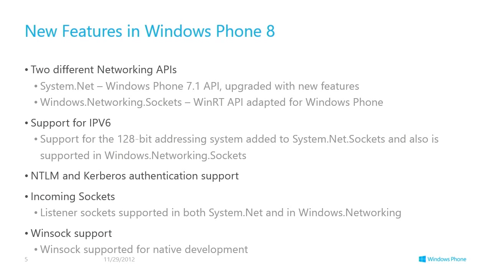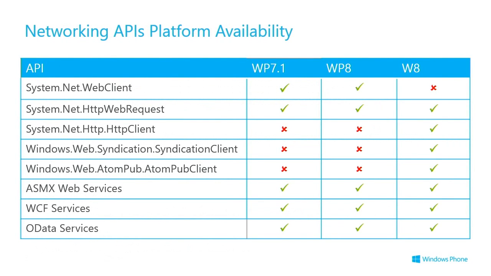We mentioned this yesterday. It's primarily there not because we think you're going to go out and start writing all your stuff using WinSock, but to help you port existing code libraries that you may have. Right. So this is a quick summary of those networking APIs and a comparison of what we have on the Windows Phone 7, Windows Phone 8, and Windows 8 platforms.